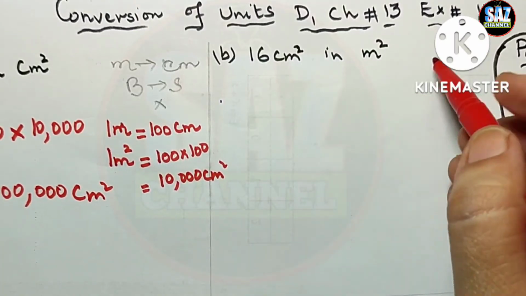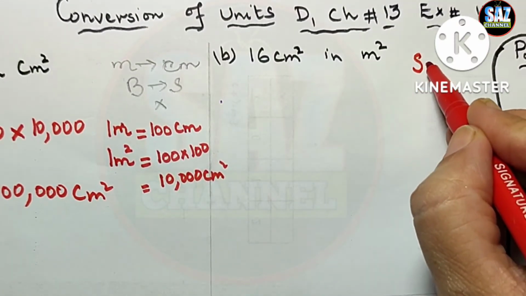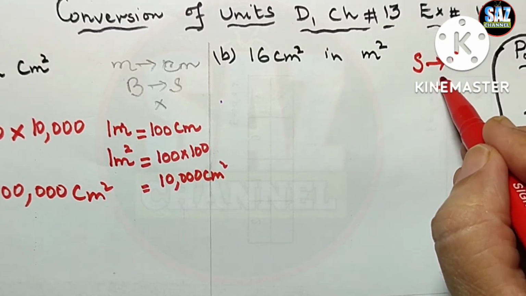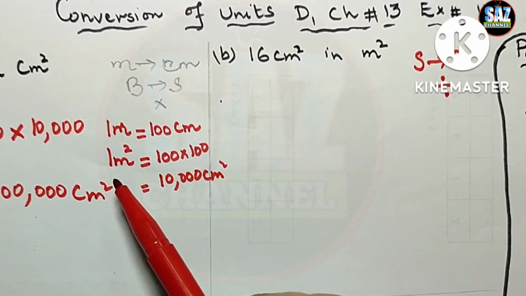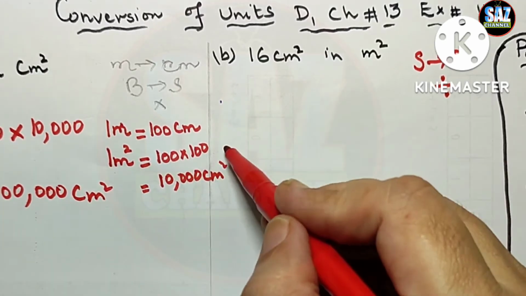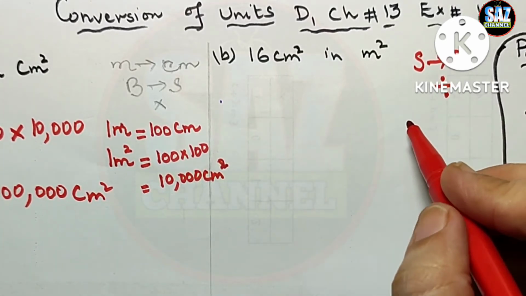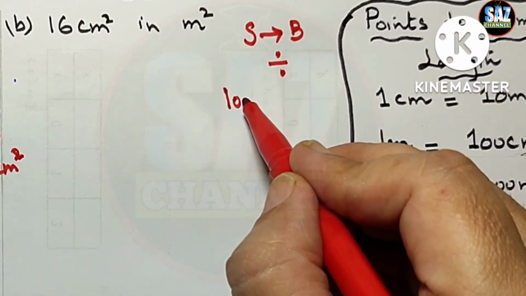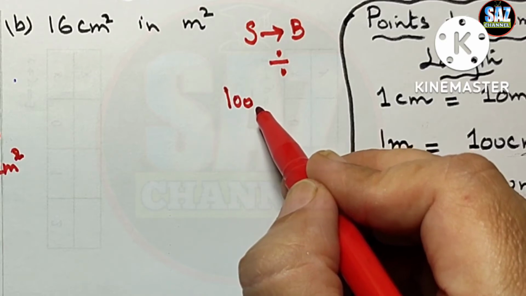Again, look, small to big. What we are going to do, we have to divide. Again, we have established the rule that 1 meter square holds 10,000 centimeter squares. So here we are going to use that 10,000 centimeter squares.